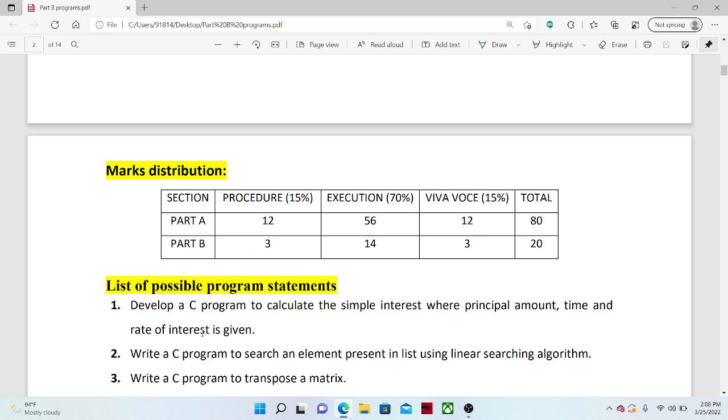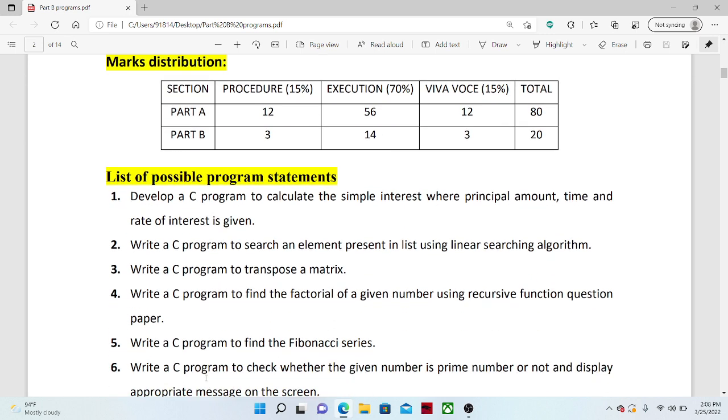The probability of these problems and concepts being asked as part B experiments is higher. Here I have given a list of the programs, and I have informed all the students to go through these problem statements and understand the requirement of the program.